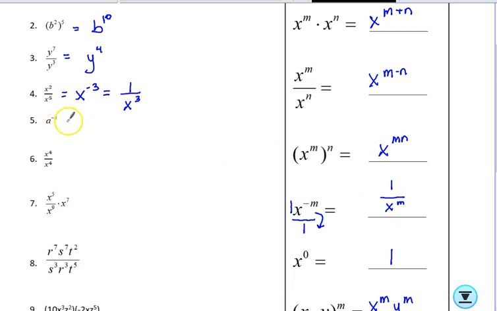All right, try 5. Pause the video, try 5. Negative exponent, so it becomes 1 over a to the 5th. Pause the video, try 6. See a pattern here? Try 6. 4 minus 4, that's 0. And I go one step further, anything to the 0 is 1.